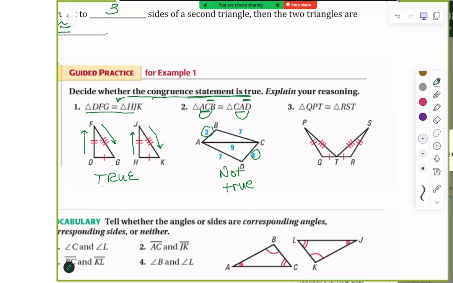Okay, let's do this one. I can see all the markings are good. Let's make sure they labeled it correctly. QPT. So they went down the 2 and then down the 3. R, S, T. Down the 2 and down the 3. So yes, this is true.